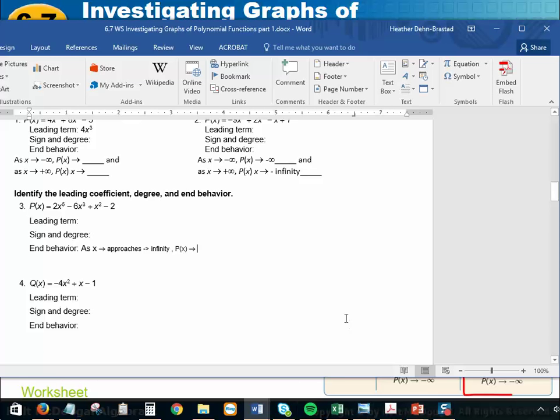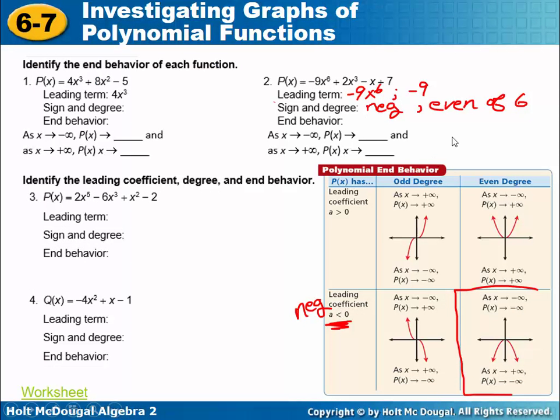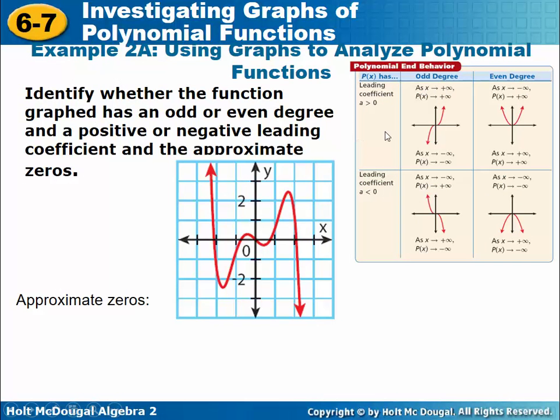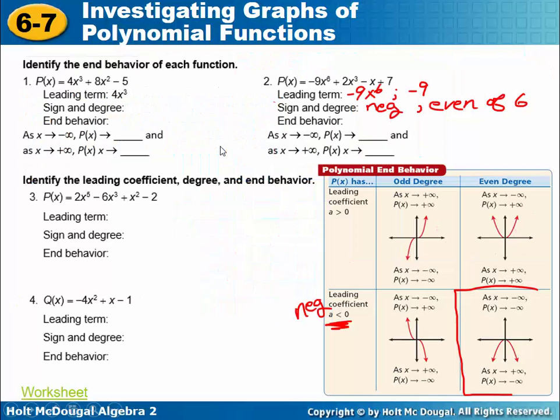All right, I'm going to go back to the slideshow. So, oops, I hadn't filled this in yet. So as x approaches negative infinity for number 2, this would also approach negative infinity. And as x approaches positive infinity, this would also approach negative infinity. So you just have to find the right box that is on this little chart.